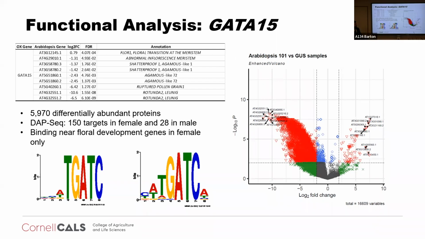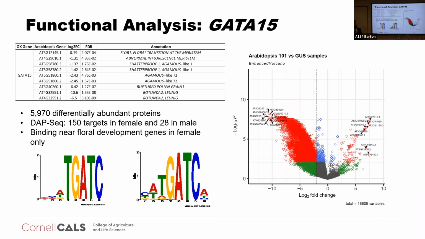Moreover, because GATA15 is a transcription factor, we were able to use DAP-seq to test its binding sites in the genome. So how DAP-seq works briefly is you express your transcription factor in vitro, and then you incubate that with genomic DNA. So that genomic DNA has the methylation profile from whatever tissue it came from. In our case, we used female floral DNA and male floral DNA, because I showed on the earlier slide there's a huge difference in methylation between males and females.